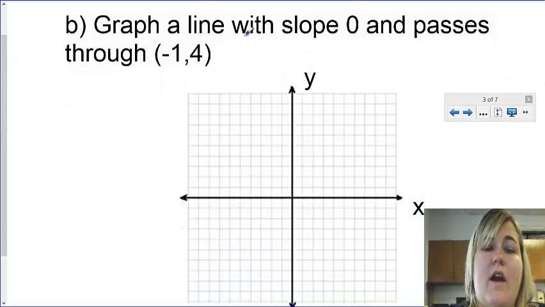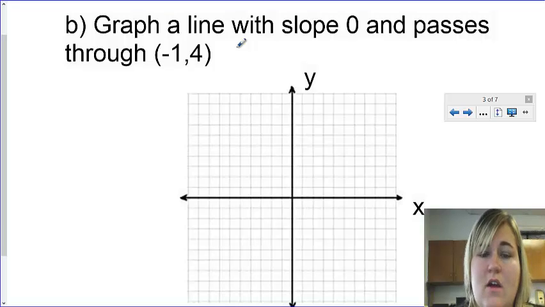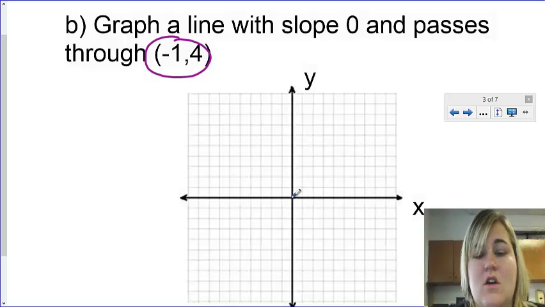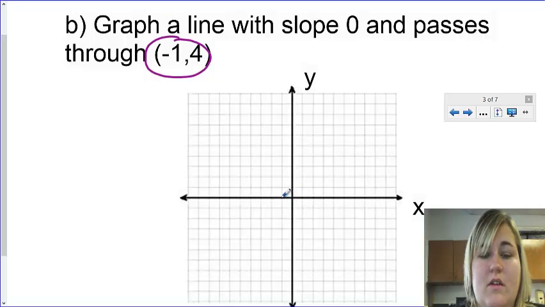It says graph a line with the slope 0 and passes through (-1, 4). So I want you to try and do this one on your own paper. Pause the video and try to graph this on your own. So we're going to start with graphing the point first. From the origin, I'm going to go left 1 and up 4, 1, 2, 3, 4.